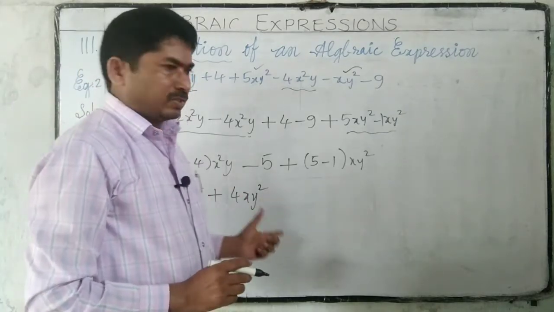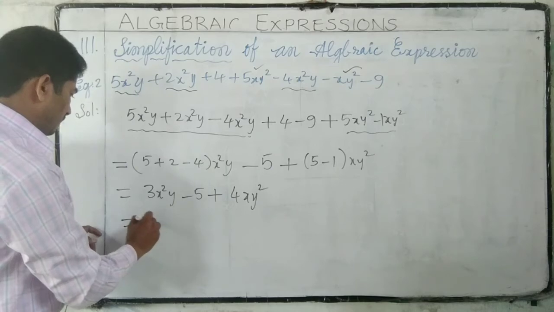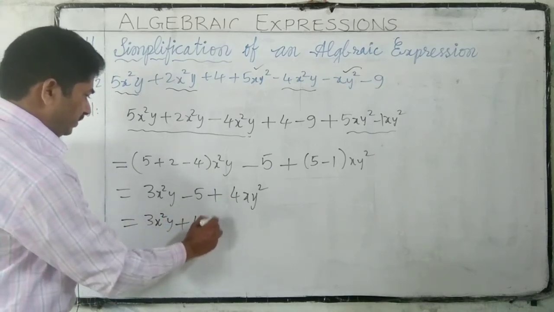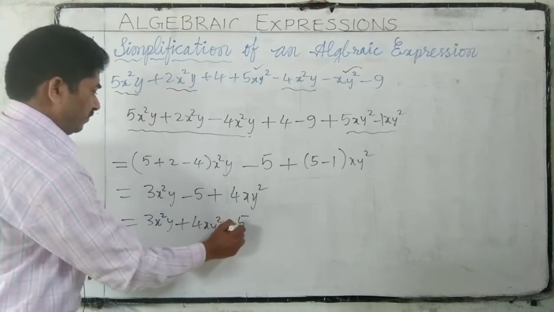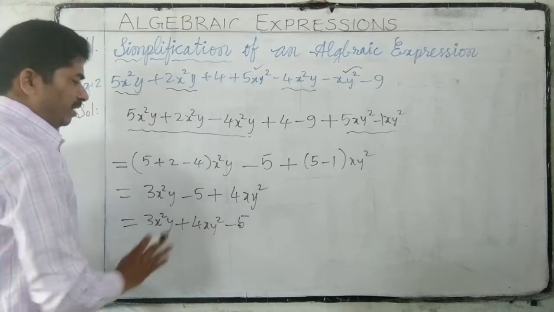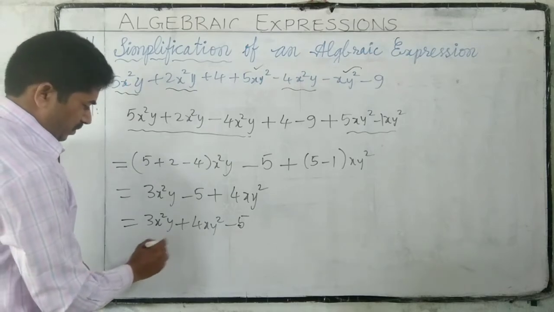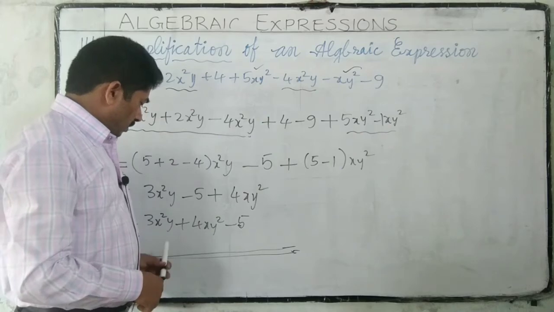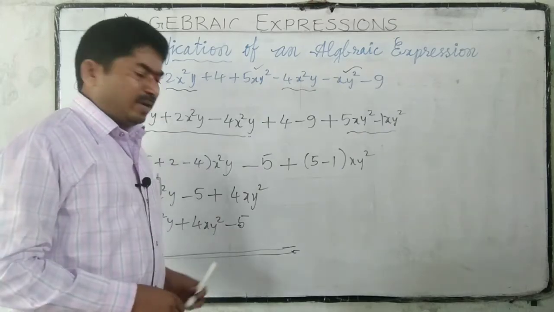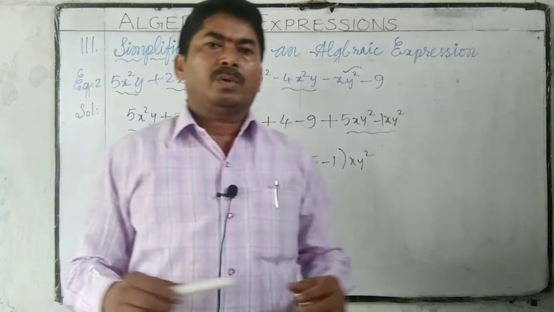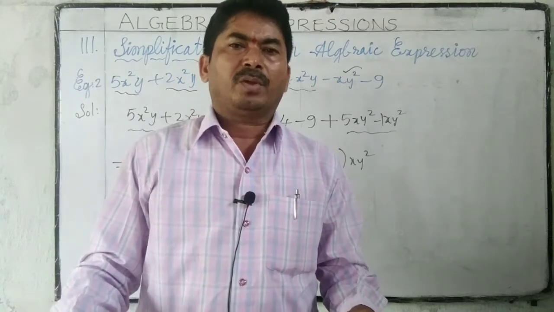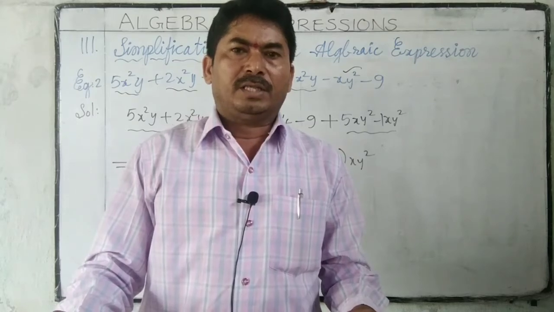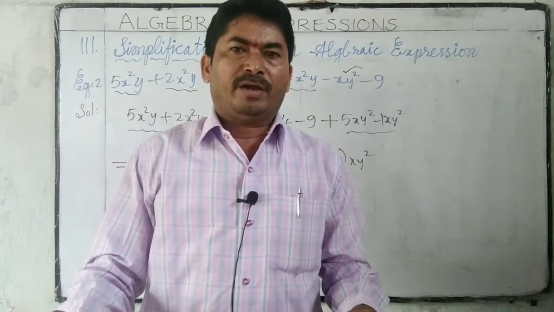We have to write this in standard form: 3x square y plus 4xy square minus 5. First we have to write the variable terms. So this is the simplest form. It is a simplified form. What is a simplified form? If no two terms are alike, then they are said to be in simplified form.